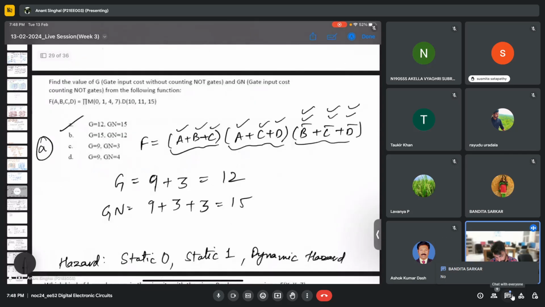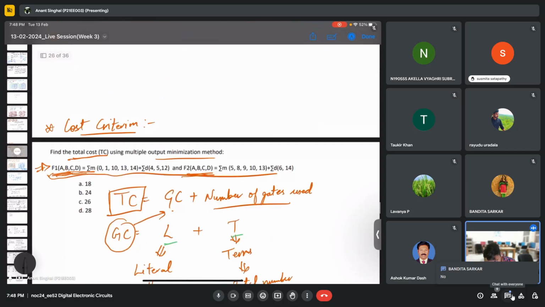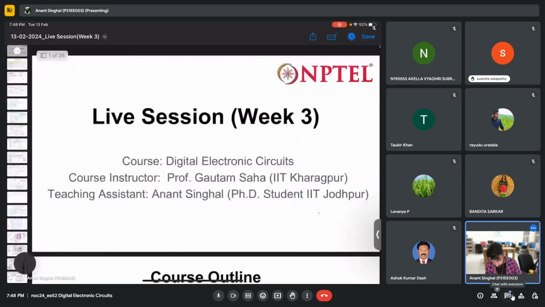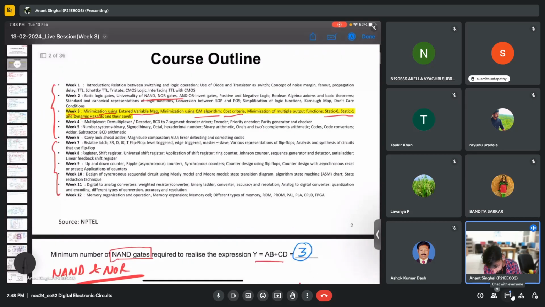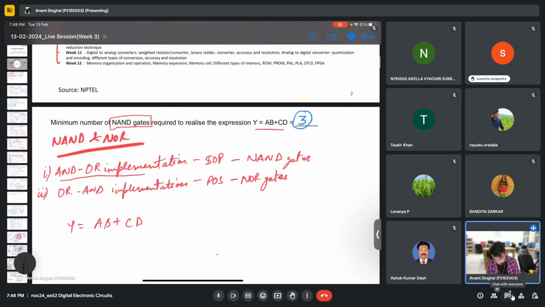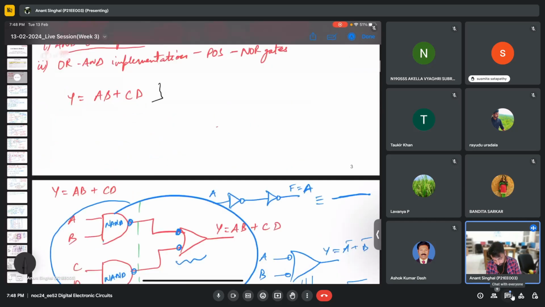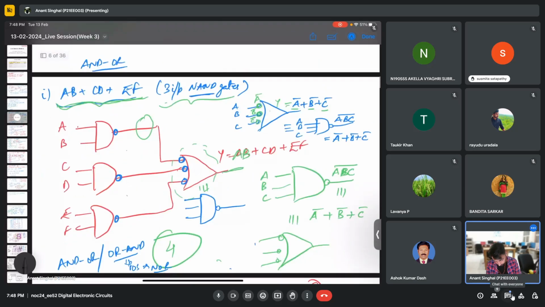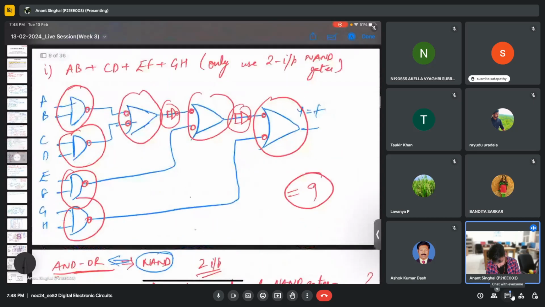So I guess we have covered almost each and every topic. So let's go above. We have covered minimization also. We have covered the QM algorithm, that is the variable entered K-map. We have covered the cost topics also and the hazards also. So this was all for week 3, and I have given you several homework problems that were, I guess, somewhere here.